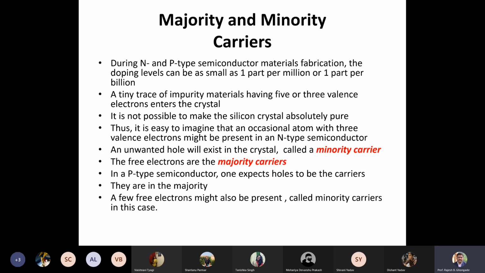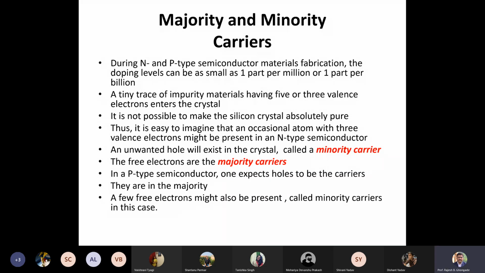Okay, so why do we have the concept of majority and minority carriers? This is very, very important. If you want to understand semiconductor physics, this is the most important part. Now, as I said, this impurity atom is introduced inside this intrinsic semiconductor, and a very, very small quantity of this impurity atom is introduced. As a matter of fact, it is measured in parts per million or billion, so it can be as small as 1 part per billion or million.